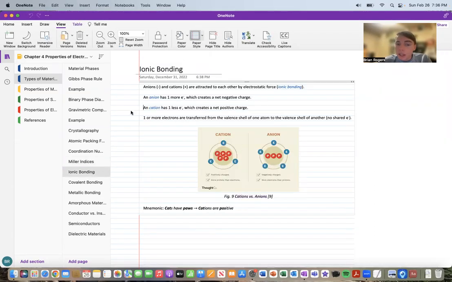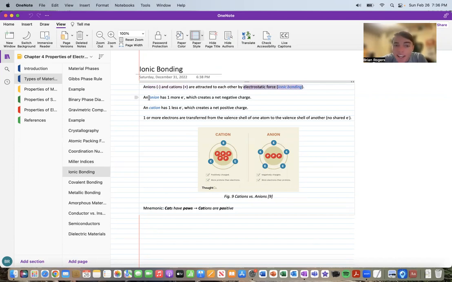Okay, now we found out what Miller indices were. We're going to get a little bit into ionic bonding. Ionic bonding refers to anions, which are negatively charged, and cations, which are positively charged. Negatives and positives are opposites, right? So they're attracted to each other. Anions and cations attract each other because of their charge. They are attracted to each other by the electrostatic force, which we refer to as ionic bonding.